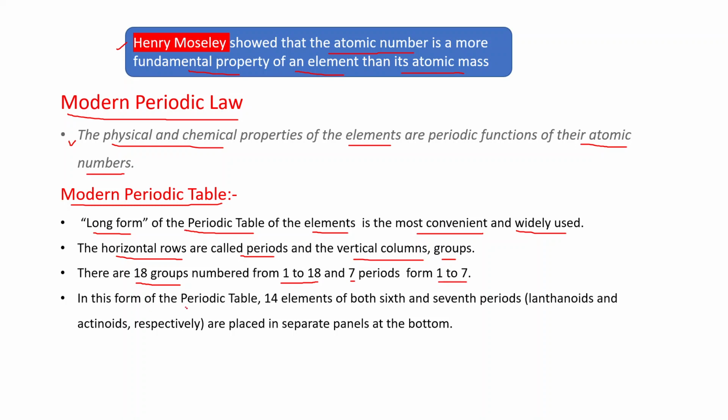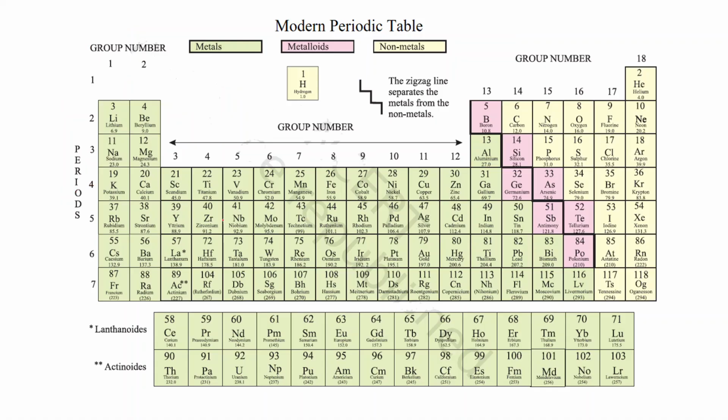In this form of the periodic table, 14 elements each of the 6th and 7th periods are placed in separate panels at the bottom. These 14 elements of the 6th period are known as lanthanoids, and the 14 elements of the 7th period are known as actinoids. This is the modern periodic table.